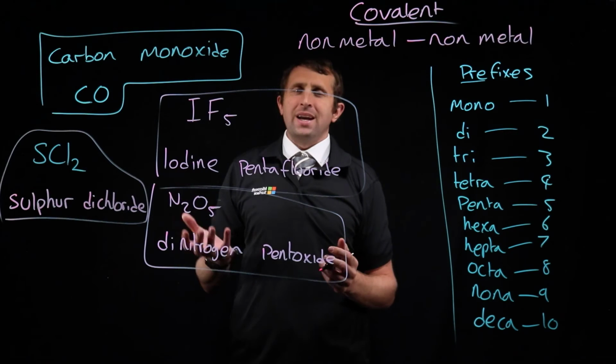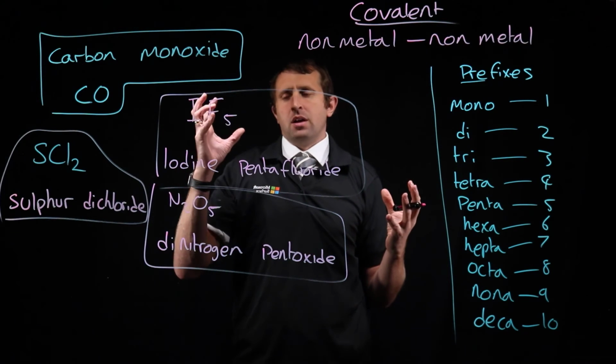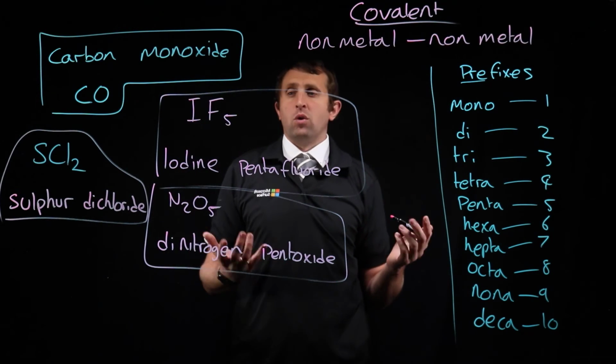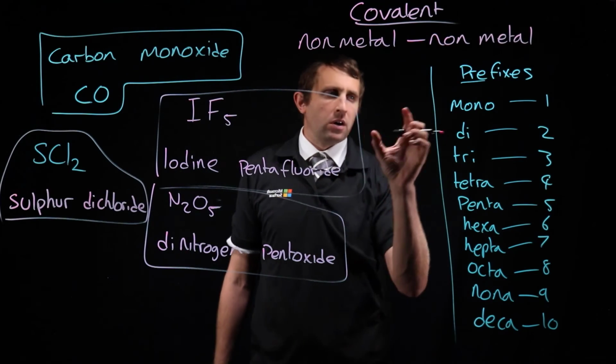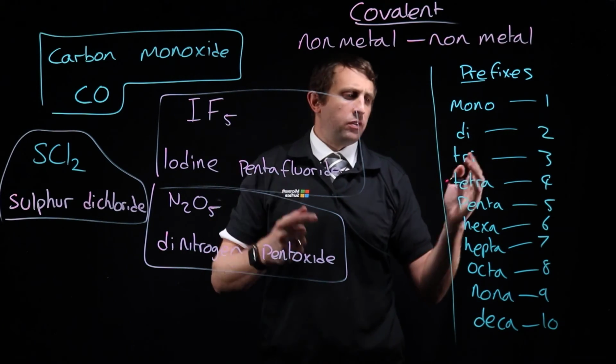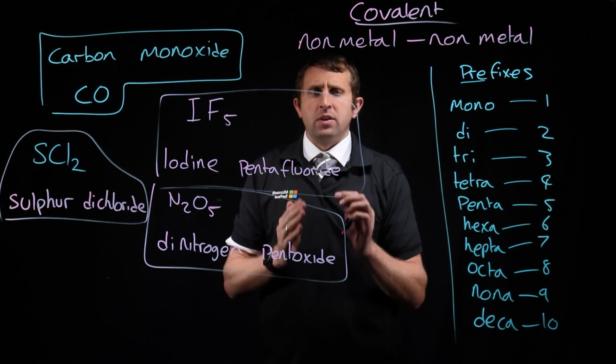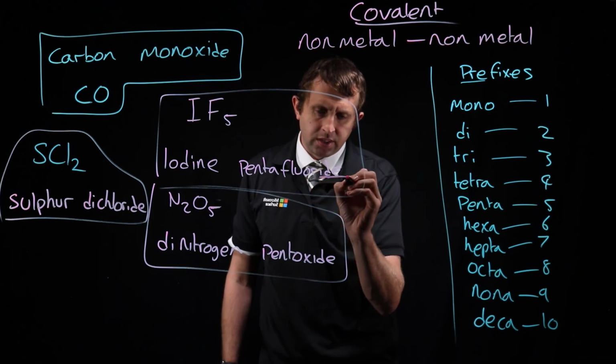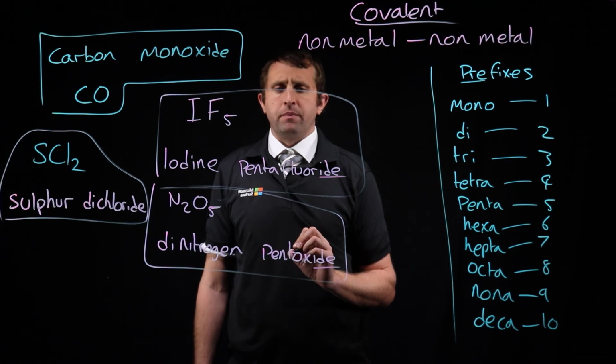Right, so that's how we name and write formula for covalent compounds. Key parts are using these prefixes correctly, 5 is penta, in front of the second word, and remembering the ide on the end as appropriate.